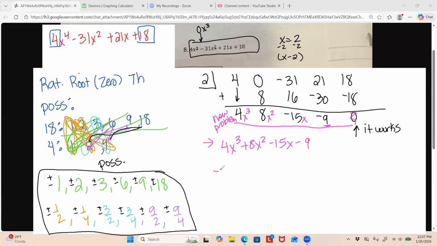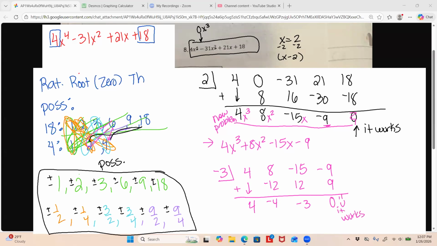So I'm putting -3 in the box, and I'm using the new problem. So 4, 8, -15, -9. Drop down, multiply, add. Multiply, add, multiply, add. And again, it works. I already worked this problem, so I knew it was going to work. You might have to guess around for a little bit. Okay? This is our new problem.